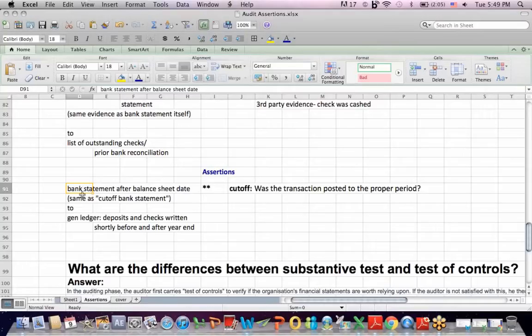So you can test cutoff. What we're looking at is comparing the bank statement activity to the general ledger to see the deposits and checks written shortly before, which would be on the 12/31 statement, and shortly after year end to try to see if those transactions were recorded in the proper period.